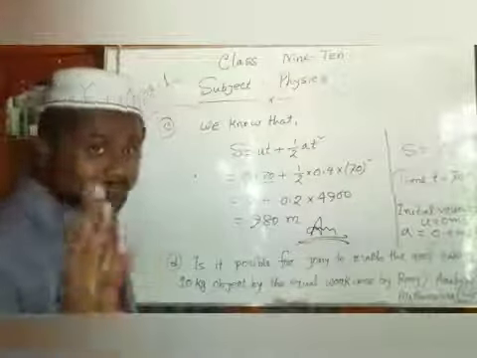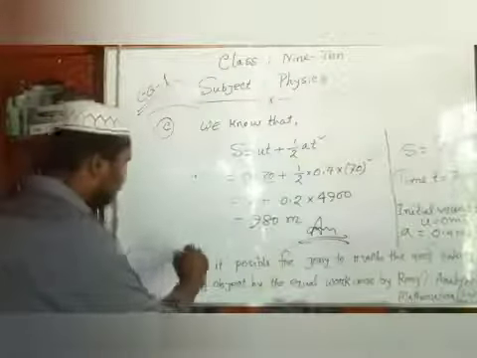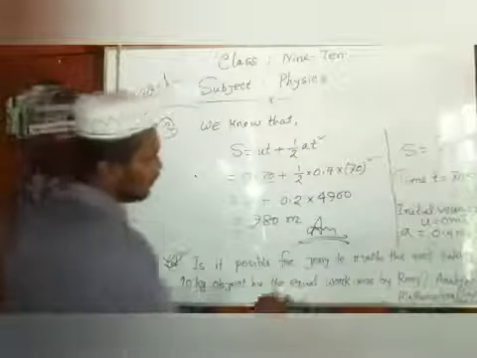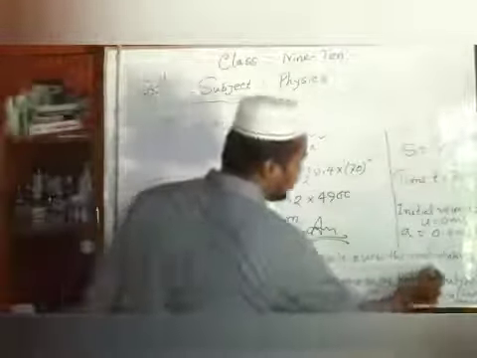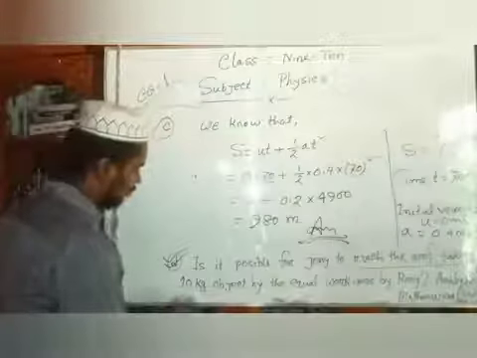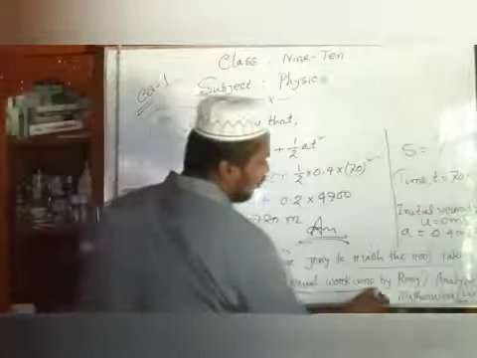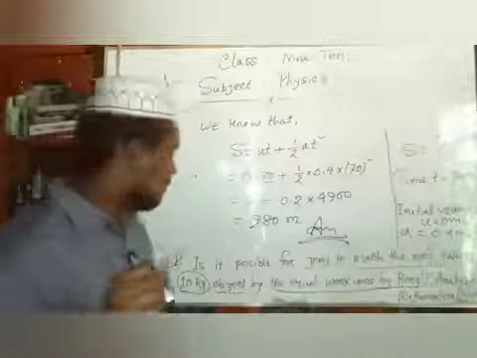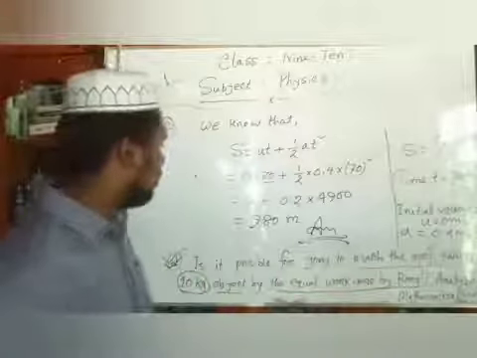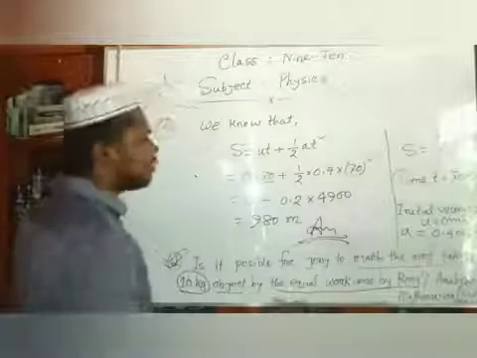Dear students, follow our D-type question. Is it possible for Johnny to reach the roof, taking a 10 kg object, by work equal to the work done by Ronnie? That means Ronnie's work done must be equal for Johnny to reach the roof.